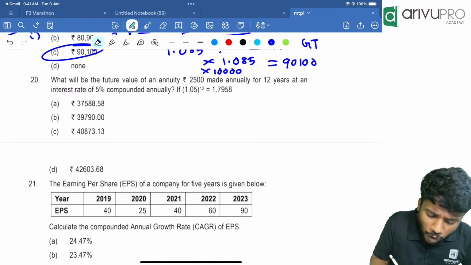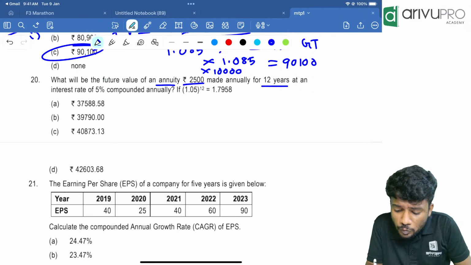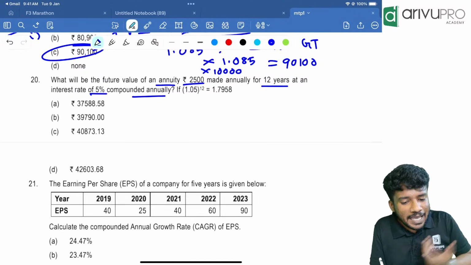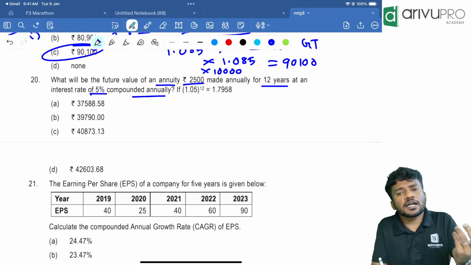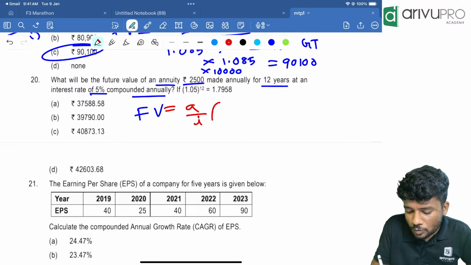Okay. So what will be the future value of an annuity of 2500 made annually for 12 years at an interest rate of 5% compounded annually? People, what are they asking us? They are asking us future value. What is the formula for future value? A by i into (1 plus i) the whole power n minus 1.